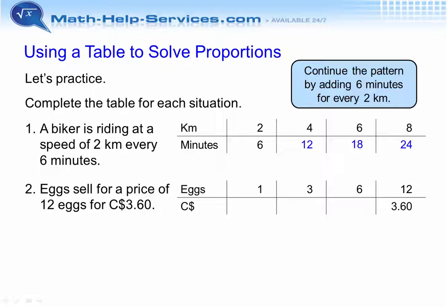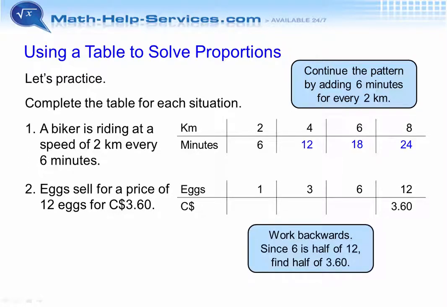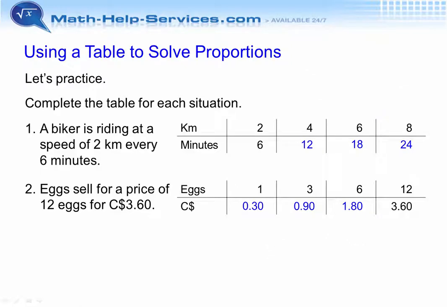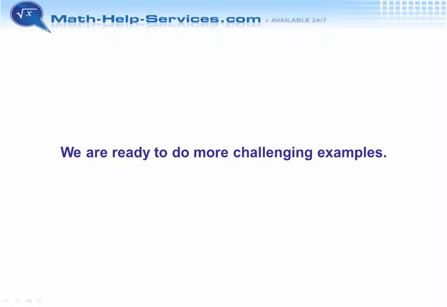Now for 2. Eggs sell for a price of 12 eggs for Canadian $3.60. Work backwards. Since 6 is half of 12, find half of $3.60. Well, that's $1.80. Since 3 is half of 6, find half of $1.80. Well, that's 90 cents. Since 1 is 1/3 of 3, divide 90 cents by 3. And that's 30 cents. All right, now we're ready to do more challenging examples.